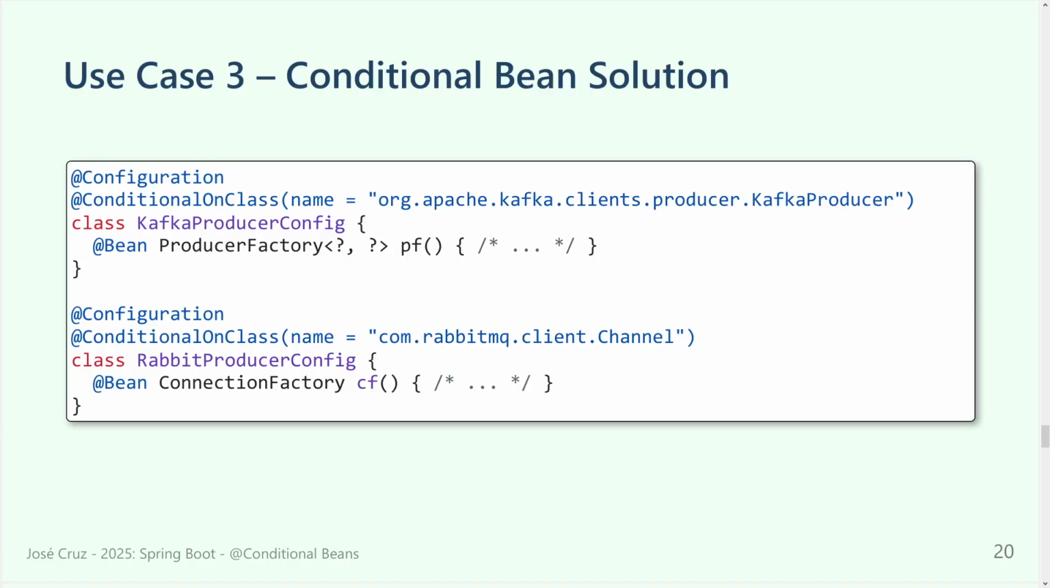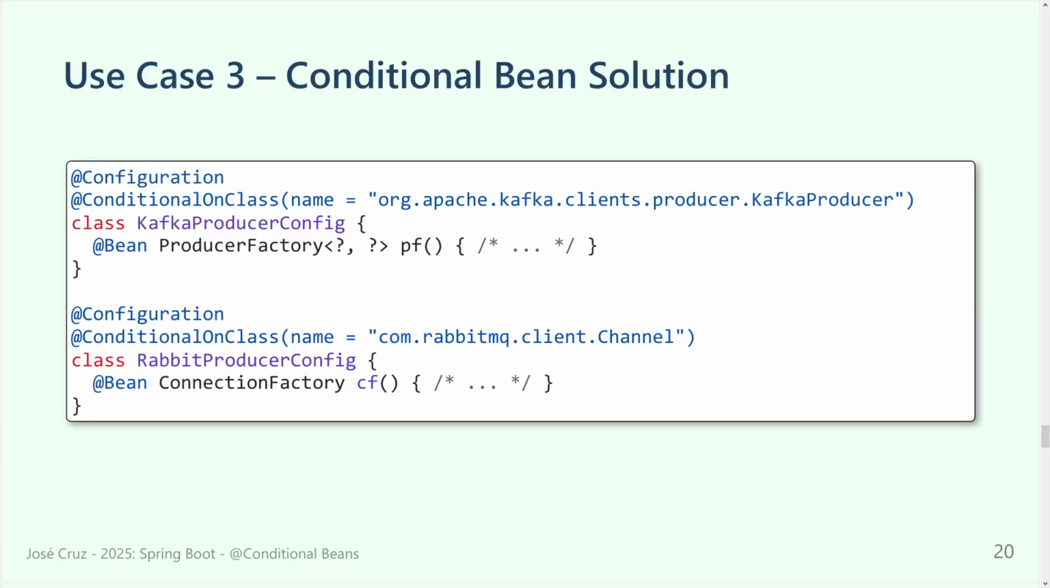You can say, okay, I will use conditional on class. If this class is in memory, this is the bean that will be created. If the class in memory is Rabbit, it will be this one. This is not a disjunction. If you have both, both will be in memory. It's not that because you are using this one, the other will not be applied. That's not the thing. Both exist. Okay, it depends on your application.